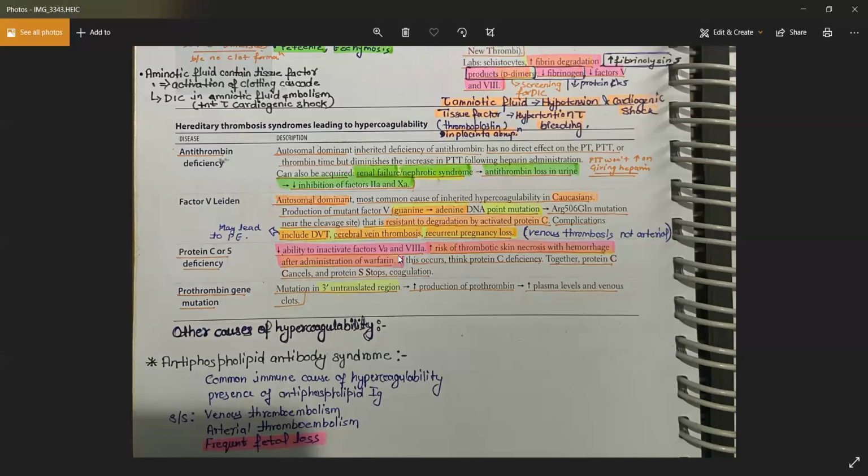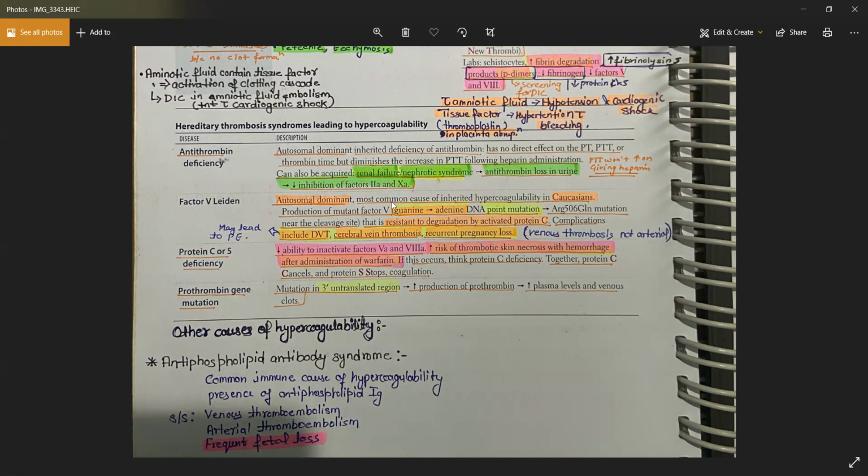Whenever you encounter a patient with recurrent pregnancy losses, think of one more cause, the anatomical defect in which you have an abnormal uterus. Does anyone remember? Bicornuate uterus. Exactly. In that case also you can have recurrent pregnancy losses. So whenever you encounter a patient with recurrent pregnancy losses, think about these 4-5 causes.